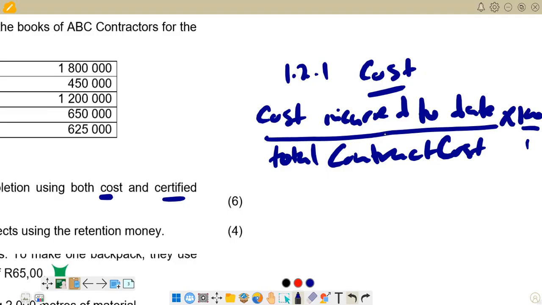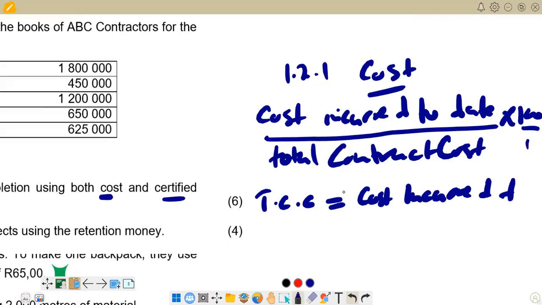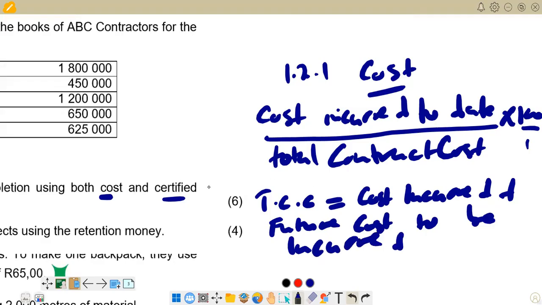So the total contract cost, we find it by saying cost incurred plus future costs to be incurred. So what would we have in the question? We check now the figures. Let's start by calculating this denominator, which is the total contract cost.